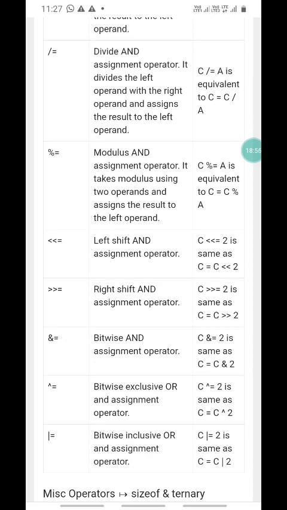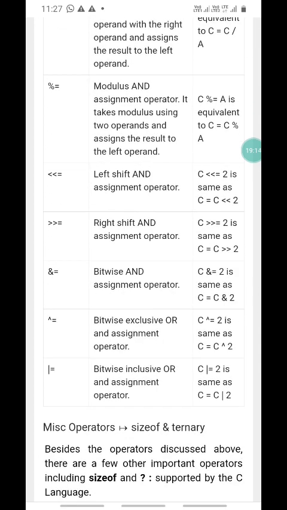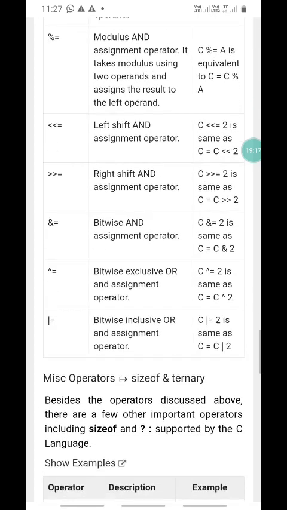Bitwise AND assignment operator: C &= 2 is the same as C = C & 2. Bitwise exclusive OR assignment operator: C ^= 2 is the same as C = C ^ 2. Bitwise inclusive OR assignment operator: C |= 2 is the same as C = C | 2.